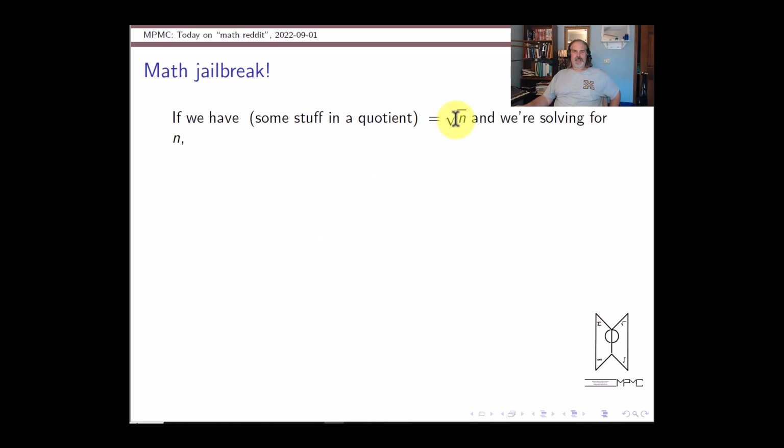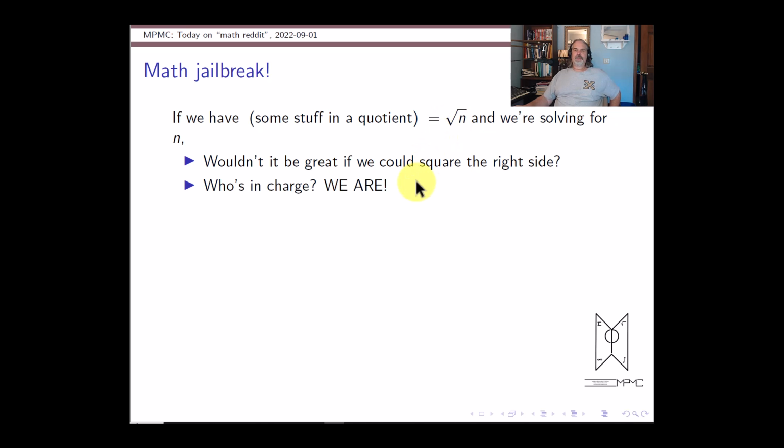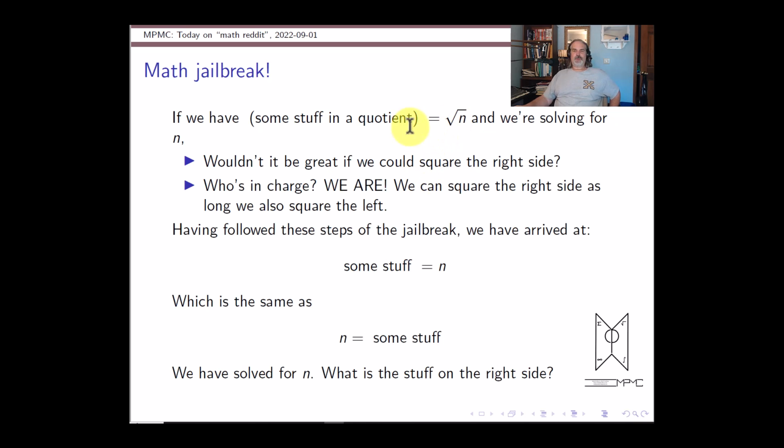And if we're taking this expression that's a bunch of stuff equals square root of n, and we're trying to jailbreak n, we've got to get rid of that square root. How do we get rid of a square root? We can square both sides. Who's in charge? We are. Okay, so if we square both sides, we're going to end up with the square of what used to be on the left-hand side equals n, but that's of course the same thing as n equals that stuff. And so ta-da, we have completely done a jailbreak for n and we've solved for it.